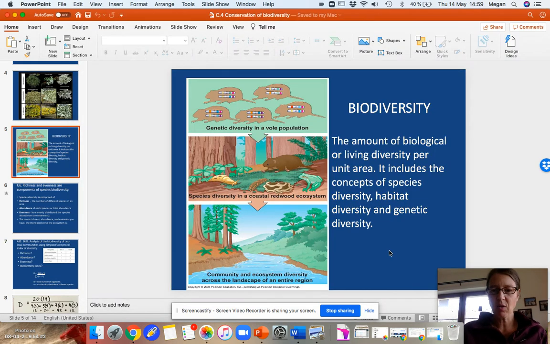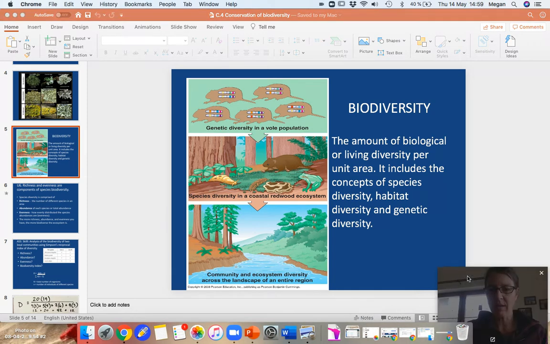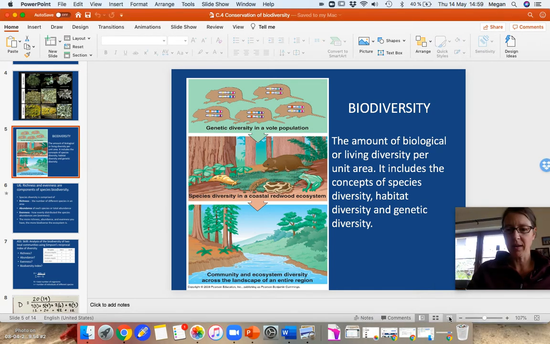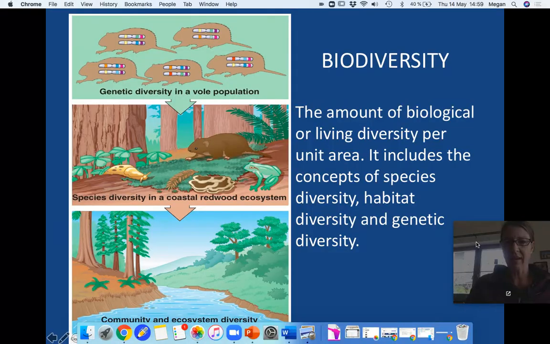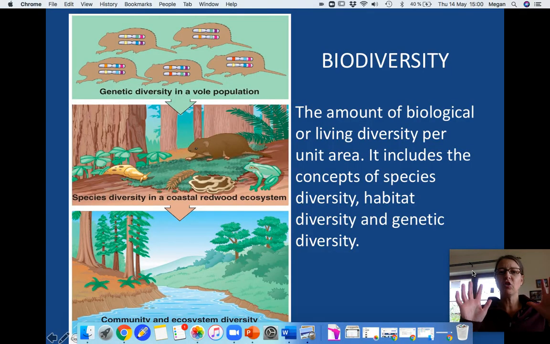Okay, so let's go into our PowerPoint here. Here is the general definition for biodiversity. It's the amount of biological or living diversity per unit area, okay? And that includes the concepts of species diversity, habitat diversity, and genetic diversity.